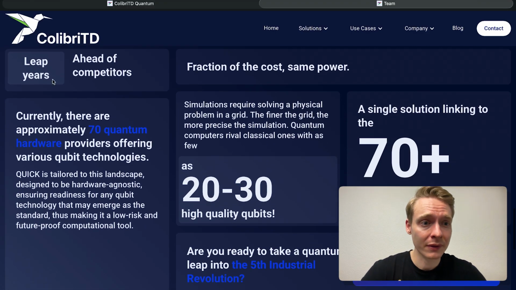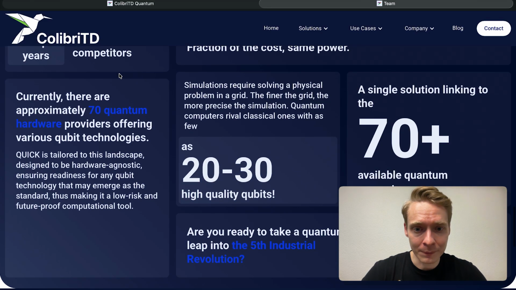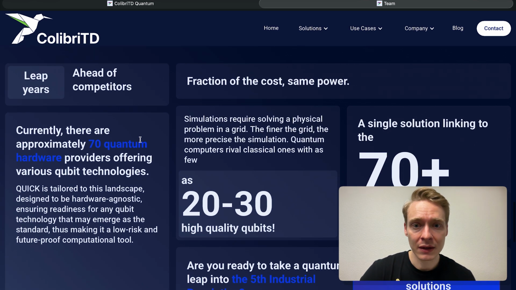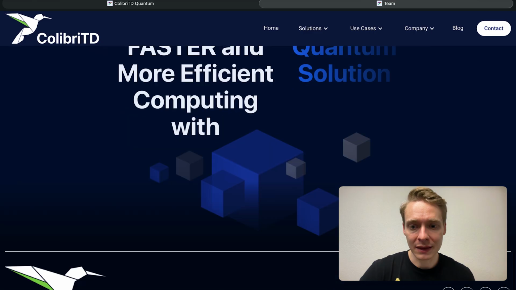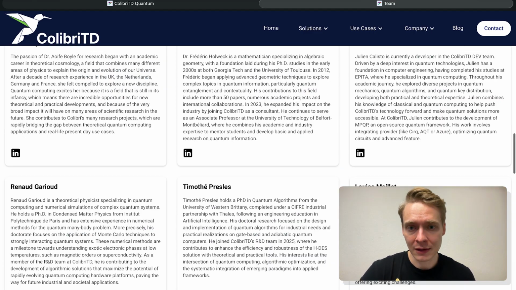ColibriTD numbers. So let's see, what do we have here? Currently, there are approximately 70 quantum hardware providers offering various qubit technologies. Simulation requires a finite grid of 20 to 30 high quality qubits, a single solution linking to the 70 plus available quantum computers. And then I guess that's it.